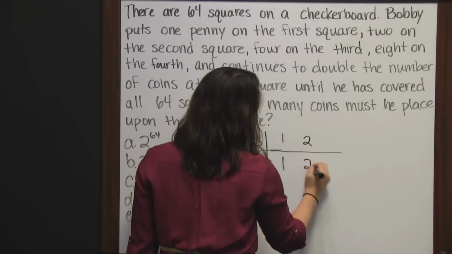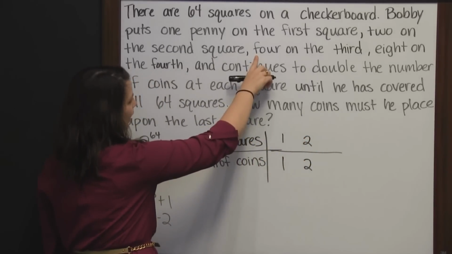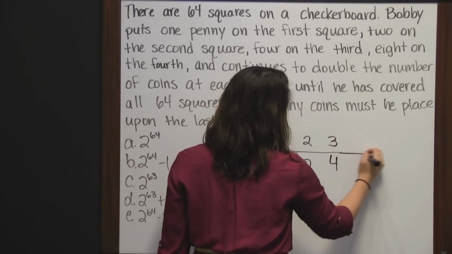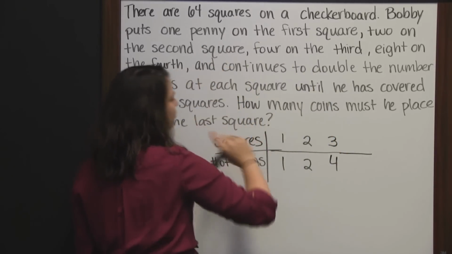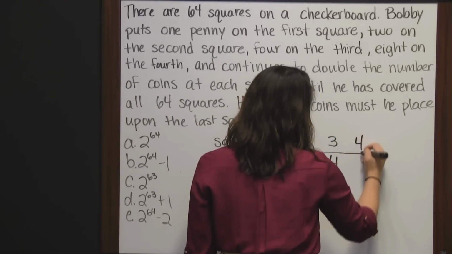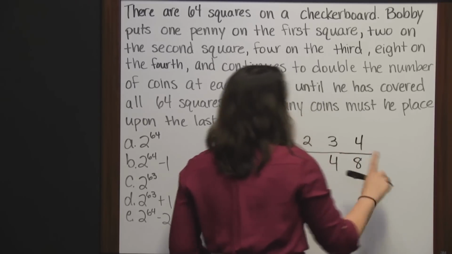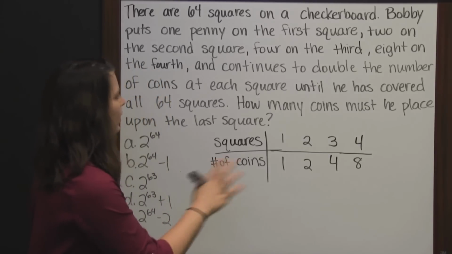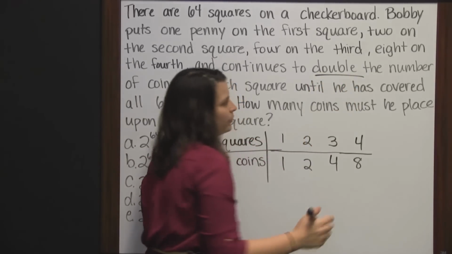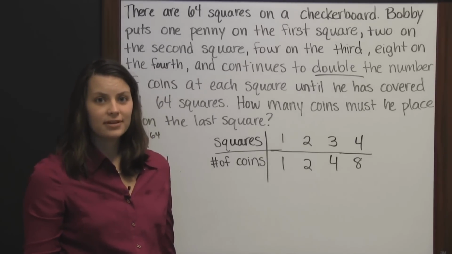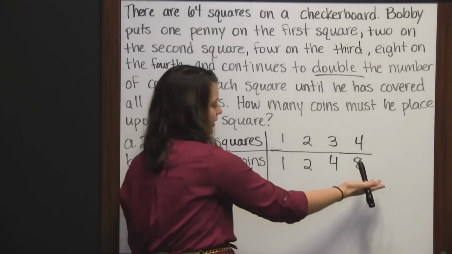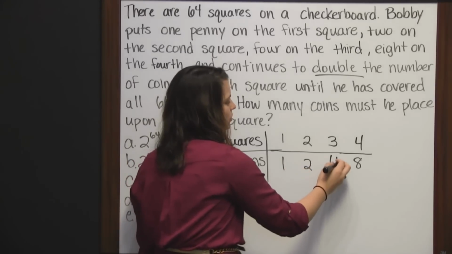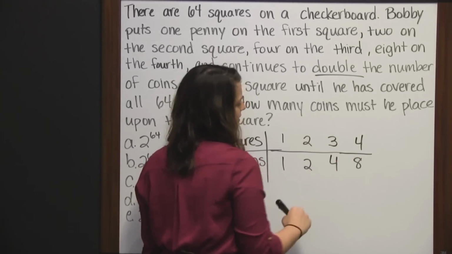Second square, 2 pennies. 4 pennies on the third square. So third square, 4 pennies. 8 on the fourth square. So fourth square, 8 pennies. And so on like that, it keeps doubling. So another important word here is double. Really, we don't even have to find the pattern. They told us what it was. We're doubling. So this is 1 times 2 is 2. Times 2 is 4. Times 2 is 8.